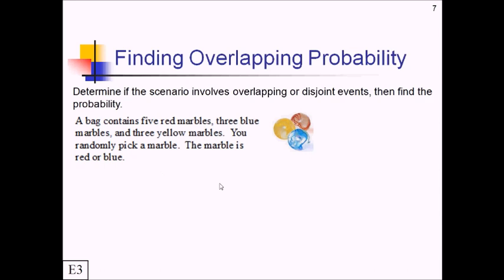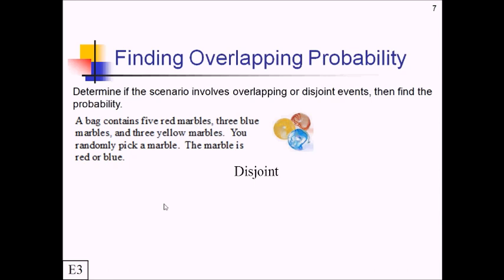So since you can't be red and blue at the same time, at least the way they phrased it, we have 5 reds, 3 blues, and 3 yellows. They didn't say we have any weird combination marbles. These are going to be disjoint events. You're red or blue. You can't be both in this situation. So what does that mean? Well, that means we're just going to add the probabilities together without having to subtract anything.